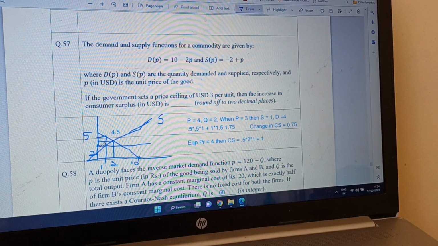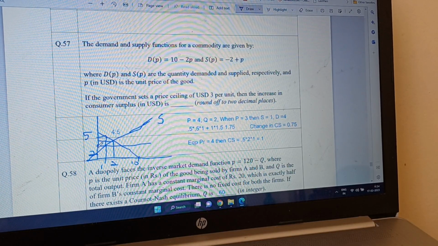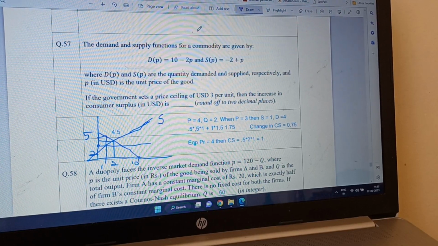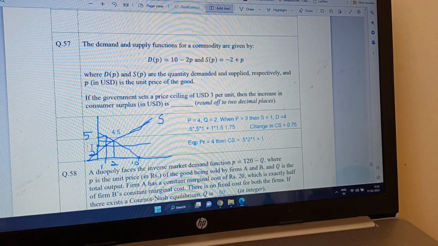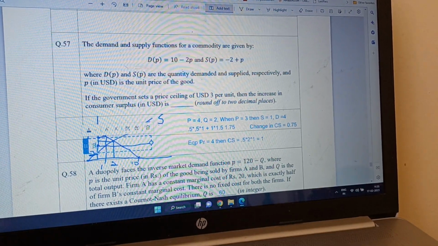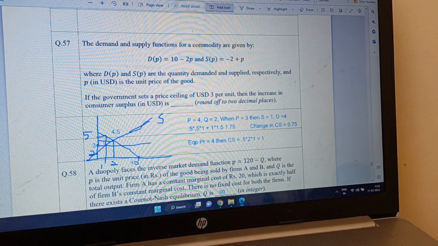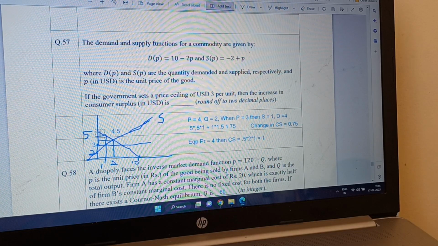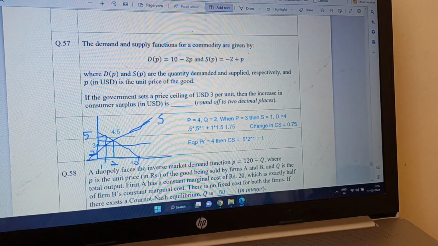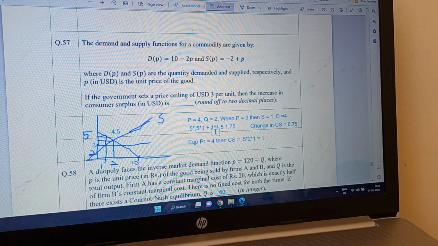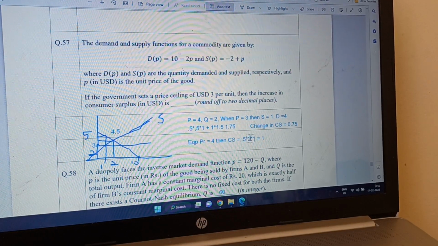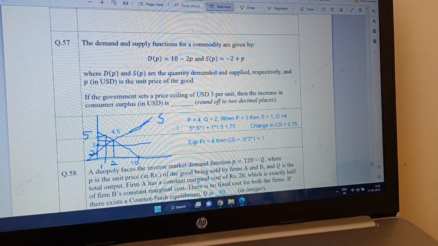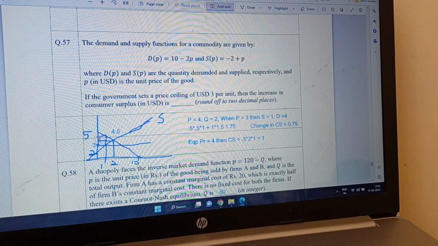So the area of this rectangle will be 1 times 1.5, because here it is 3 and here it is 4.5. This price, 3, is what the government put, and this one is 4.5. So height is 1.5 and base is 1. So this becomes 1.5 area, because you don't need to divide it by 2 since it is a rectangle.